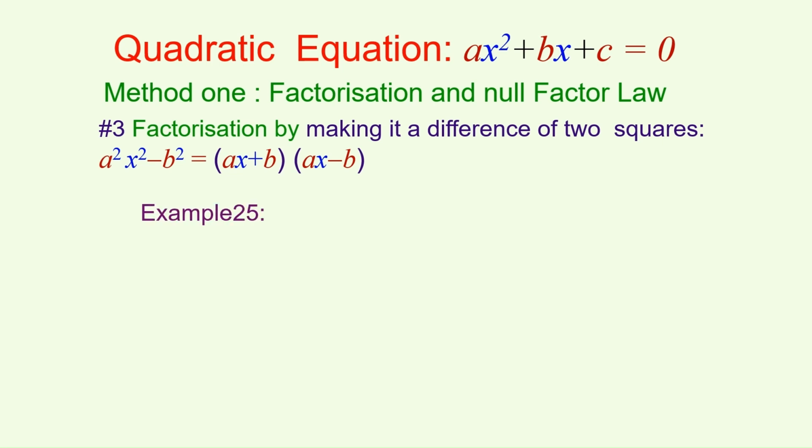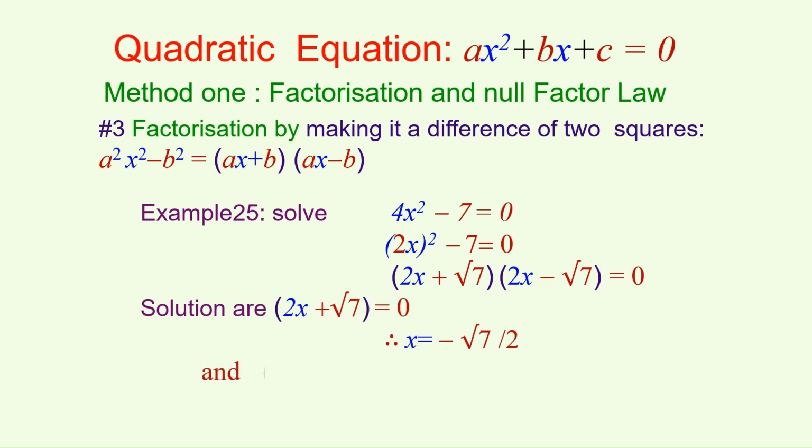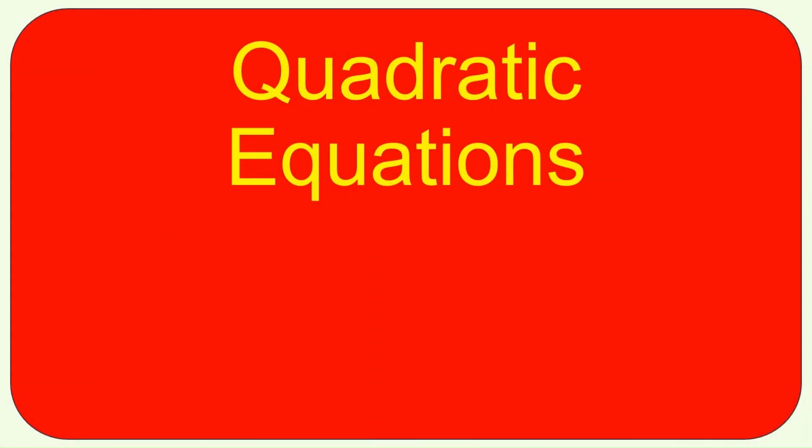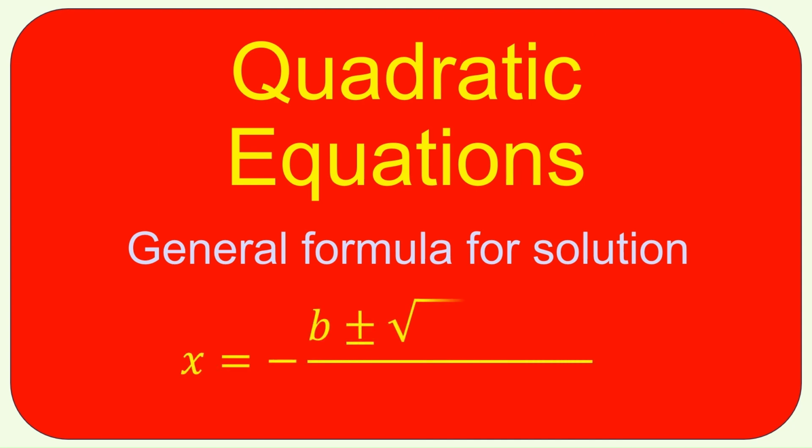Example 25. Solve for 4x squared minus 7 is equal to 0. (2x plus square root 7)(2x minus square root 7) equals 0. The solution is 2x plus square root 7 equals 0, therefore x equals minus square root 7 divided by 2, or 2x minus square root 7 equals 0, or x equals square root 7 divided by 2. General formula for the solution of quadratic equations.